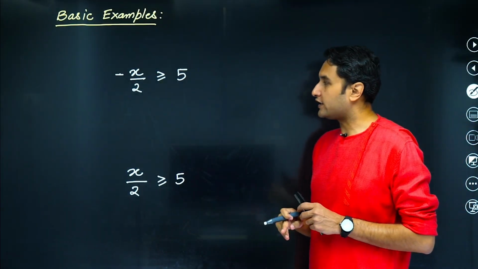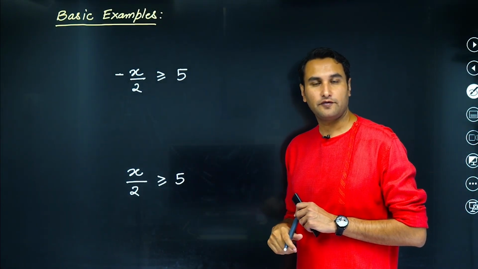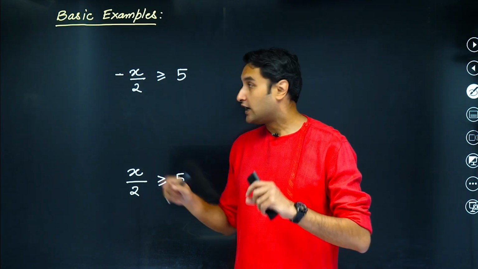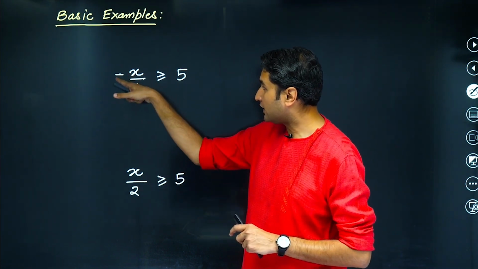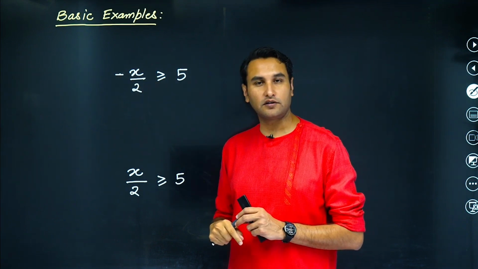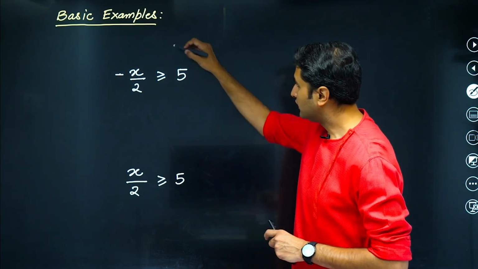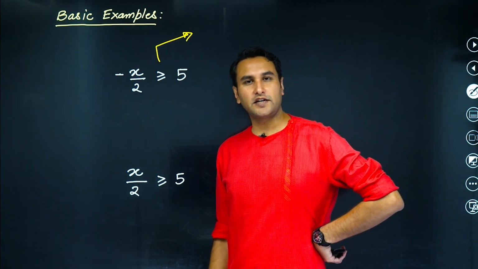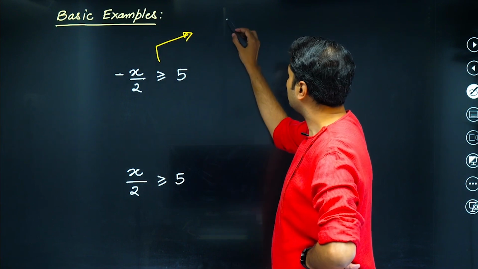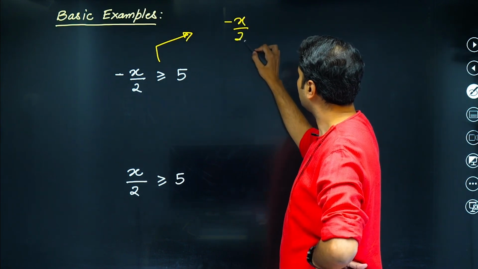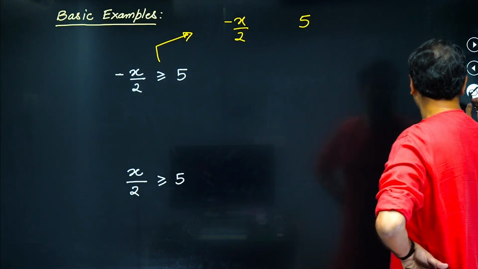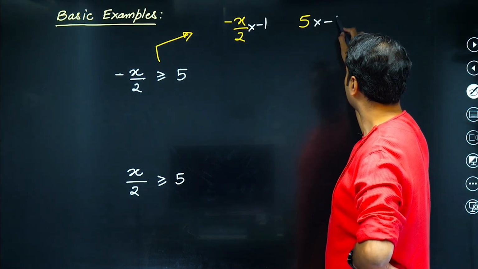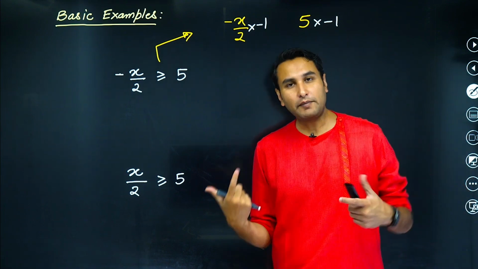Minus x by 2 greater than equal to 5. So again there is a minus sign here with x. I don't like this minus sign with x and I don't like this 2 with x. So what should I do? So method 1. So what you can do, can I multiply both sides by minus 1? Let's do that. So I have minus x by 2. I have 5. Let me multiply both sides by minus 1. Can I do that?